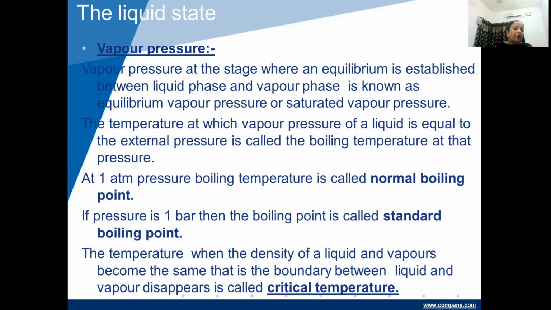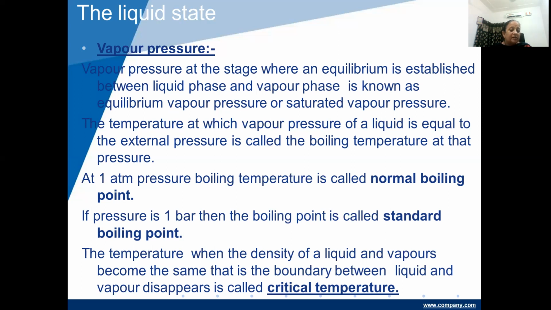The temperature at which the liquid starts boiling is known as the boiling point or boiling temperature at that pressure. At this temperature, the vapor pressure of the liquid is equal to the external pressure. At 1 atmospheric pressure, the boiling temperature is called the normal boiling point. And if the pressure is 1 bar, then the boiling point is called the standard boiling point. Standard boiling point is slightly less than normal boiling point as 1 bar is slightly less than 1 atmosphere. The normal boiling point of water is 100 degrees Celsius at 1 atmosphere, but its standard boiling point is 99.6 degrees Celsius.